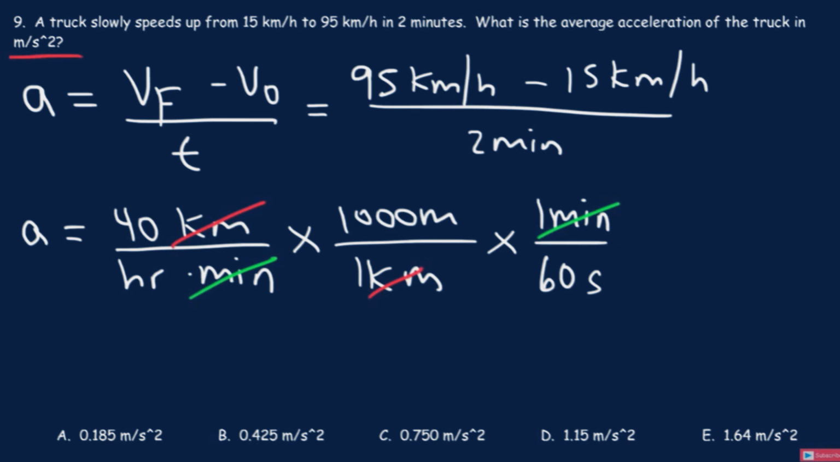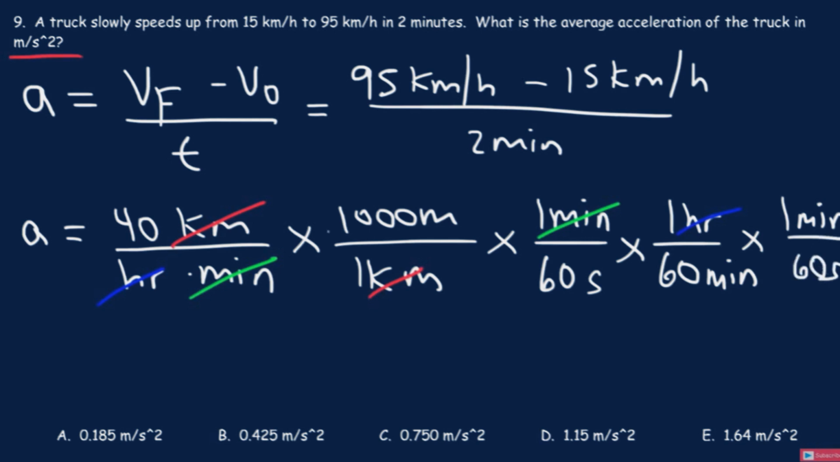is 60 minutes. And finally, 1 minute is 60 seconds. So now we are left with meters over second times second, basically second squared. So we have meters over second squared, which is what we want.